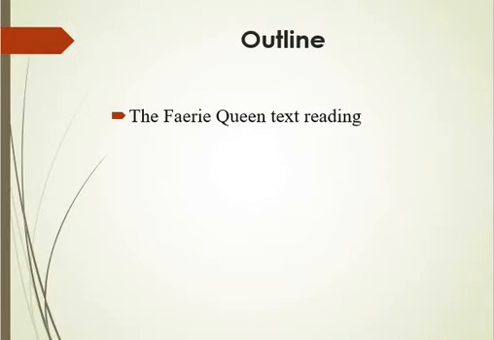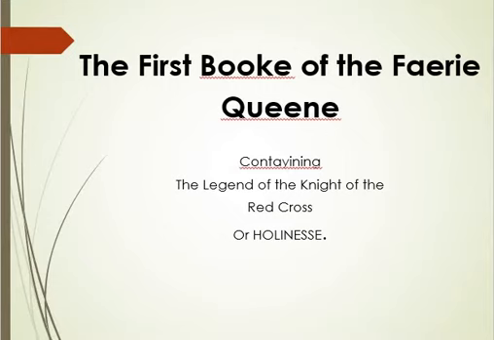So let's start. We can simply say that the Cantos, the first book of the Faerie Queen, contains the legend of the Knight of the Red Cross of Holiness. Now we are going to discuss that this is an allegory poem. Allegory means a story or picture through which the poet can convey different meanings. If we talk about the title, the Faerie Queen represents Queen Elizabeth I. So Spenser tried to convey allegory through different characters.